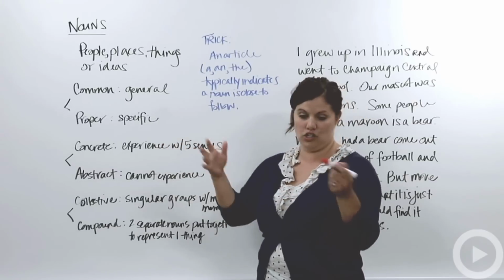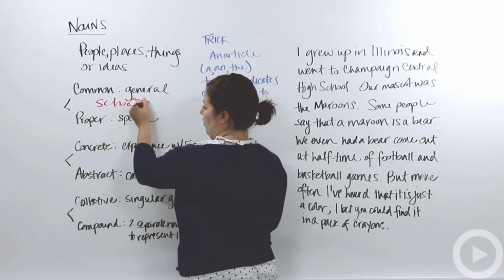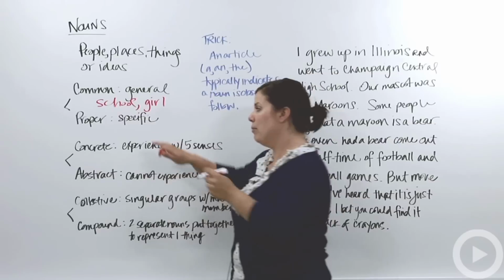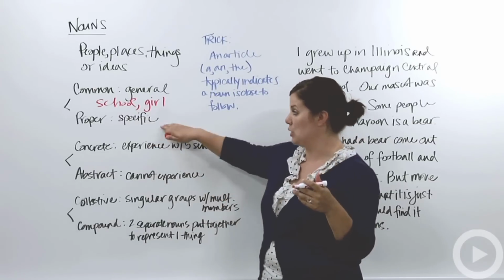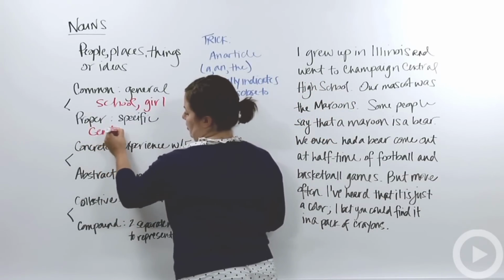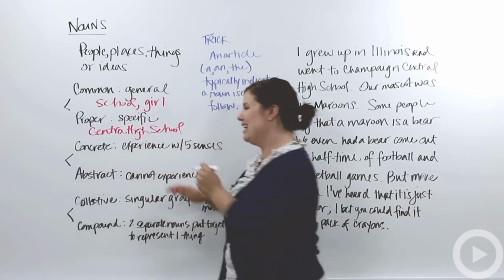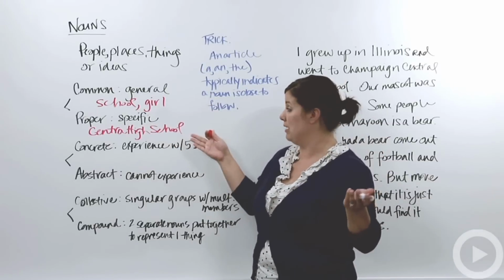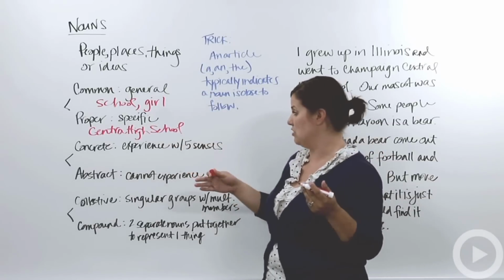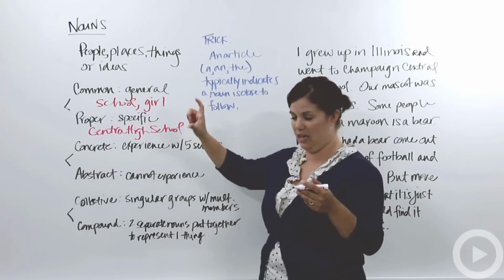Now common nouns are general items, things like school or girl, while proper nouns are more specific, the actual names of those things. Central High School would be a proper noun, and we can identify proper nouns because we capitalize them. Names of places or locations, things like that. And note that a noun can either be common or proper, it can't be both.